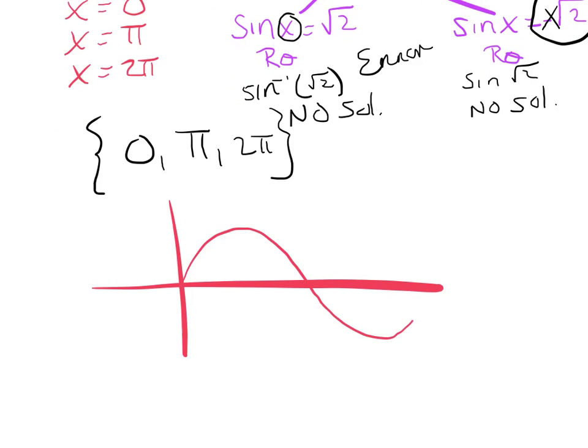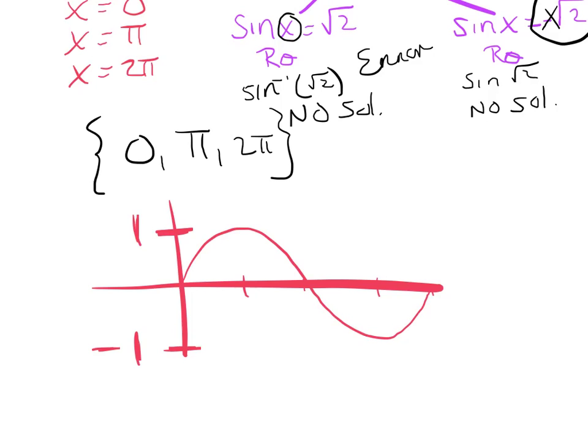Here's the sine curve. Okay, so there's my pi over 2, pi, 3 pi over 2, 2 pi. What is the height of the sine curve? Hopefully you've said positive 1. What is the lowest height of the sine curve? Hopefully you said negative 1.